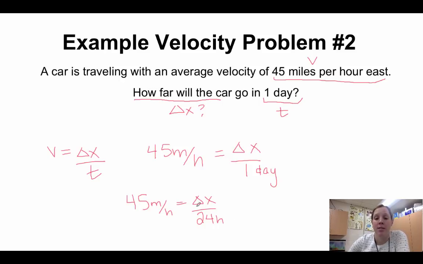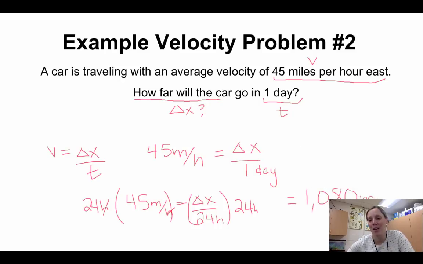And now I need to solve for delta x, my displacement. So I'm going to multiply both sides by 24 hours. You'll notice that the hours cancel. And if I do 24 times 45, which I'm going to pull out my calculator for really quick here, I get 1,080 meters. Is how far it goes. Now remember, displacement also requires a direction. So I'm going to write 1,080 meters east.